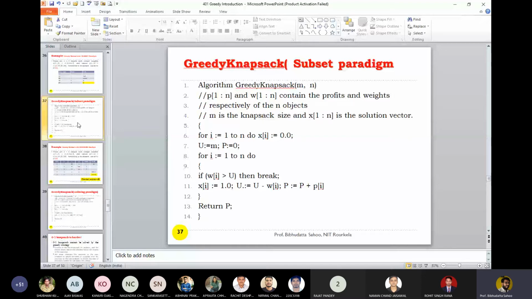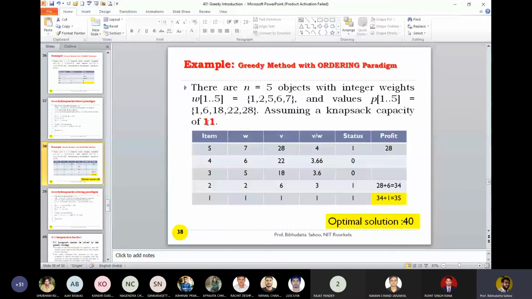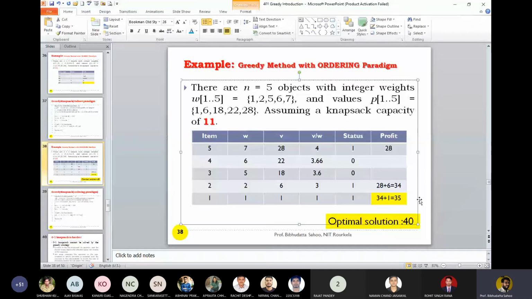So I take the first item. The weight is 7. I am starting with a knapsack of capacity 11. So I make a selection, my profit is 28. Then the second item: 7 I have taken, how much space is left? 4. This weight is 6, so I cannot select. This weight is 5, so I cannot select. This is 2, my remaining weight is 4, so I can select. Then remaining weight is 2, so I can select 1, so the profit is 35. Got it? The profit is 35.